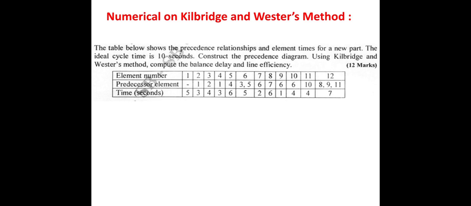We have to construct the precedence diagram, and using Kilbridge and Wester's method, compute the balance delay and line efficiency. One thing you need to note is that all the times are in seconds. A similar table is given as in the previous problem: element number, predecessor element, and time. There, in the previous problem, it was in minutes; here it is in seconds. Now let us proceed to the solution.